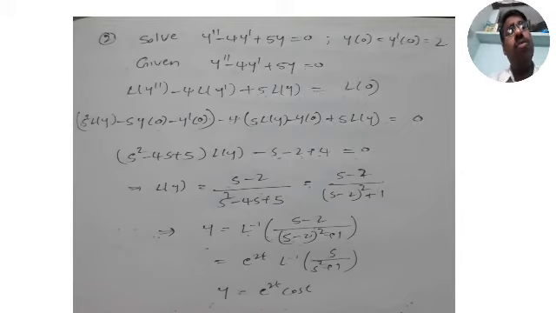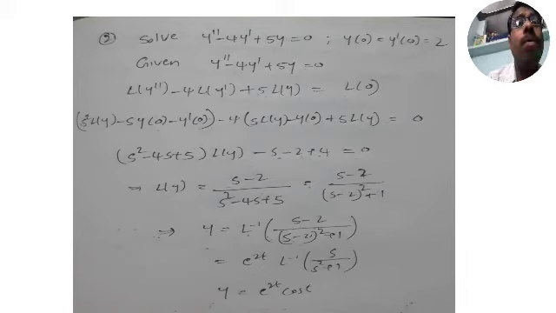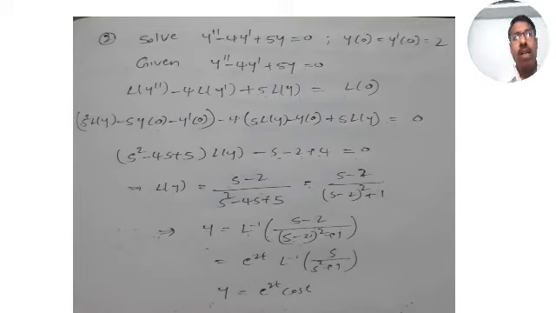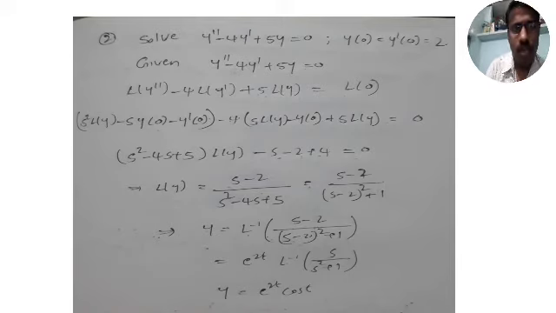What are the two steps? First of all, apply Laplace transform on both sides of the given differential equation. Then use the formula of L of y dash, L of y double dash, L of y triple dash. Now, the first step: applying Laplace transform on both sides, you will get L of y double dash minus 4 L of y dash plus 5 into L of y, the constants outside, is equal to L of 0.